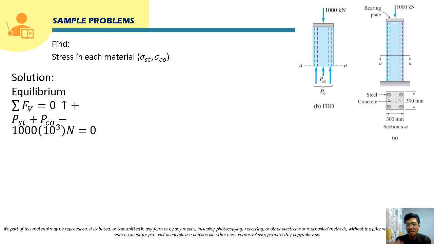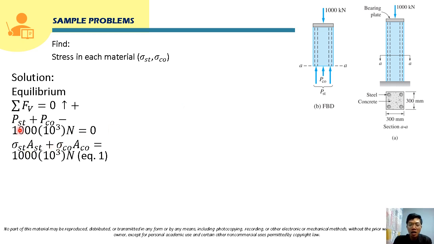Okay, so we have to generate another equation, since we have here two unknowns. So that other equation will be the compatibility equation. Here, class, we can express these forces in terms of their stresses, since the question here asks for the stress or stresses in the steel and in the concrete. So we will express the force for steel and the force for concrete in their corresponding stresses.